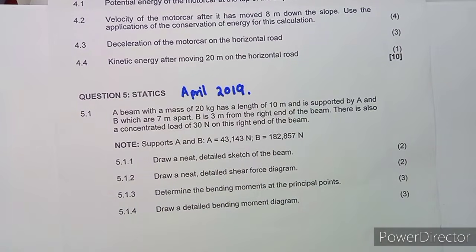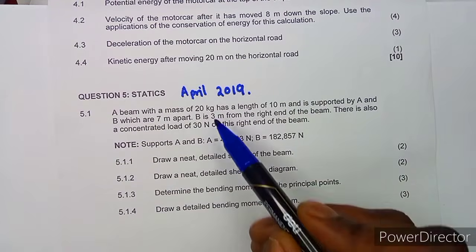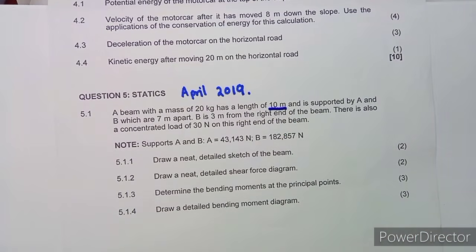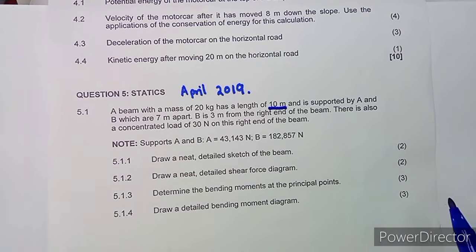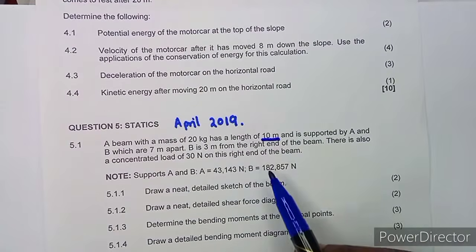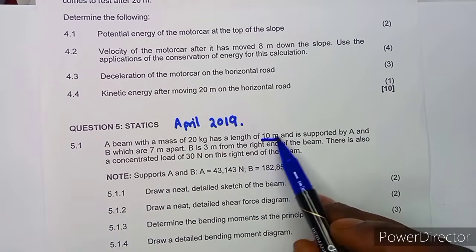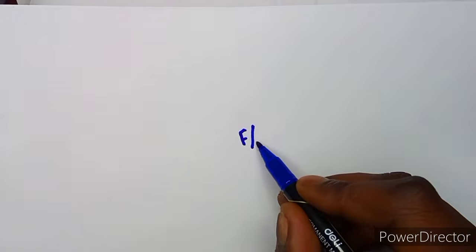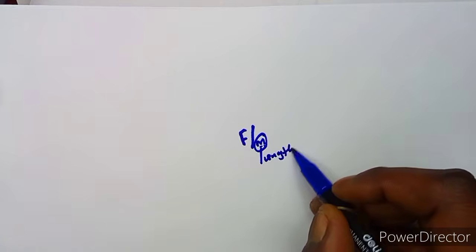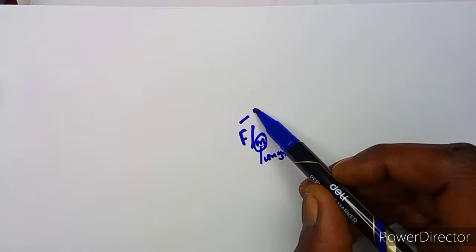The first thing I want you to understand is that we have a mass over a certain length, which is 10 meters in this case. So it means this is going to be a distributed load for the whole of the 10 meters. What we need is the force per meter, that is per the given length. And remember that your force, guys, is mg.